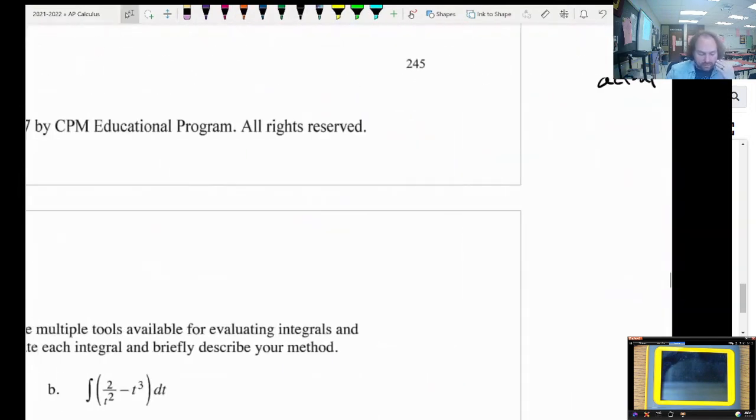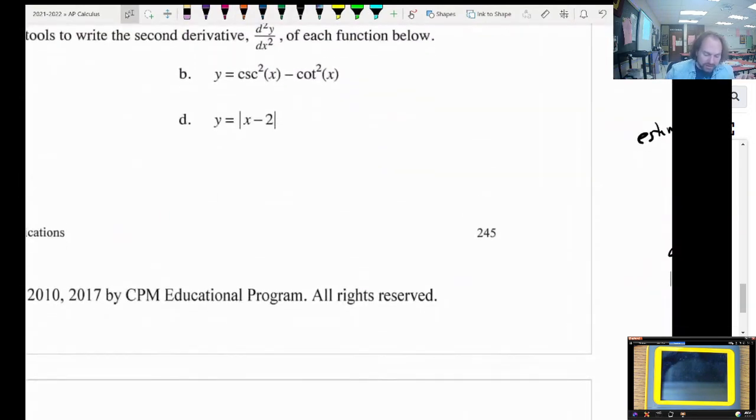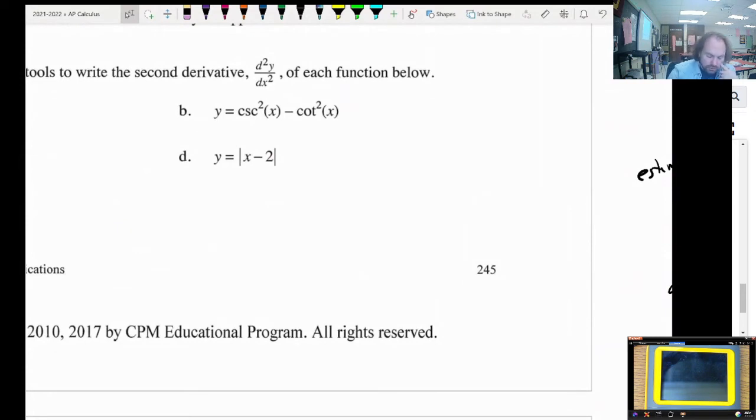Again, I do not like absolute values when it comes to calc, but I think it's worth remembering what's going on here. The derivative of absolute value of x minus 2. What you have to think about here is that this derivative does not really exist since it's not differentiable at 2. At x equals 2, there is a sharp, nasty corner on this graph, so it's not differentiable at 2.